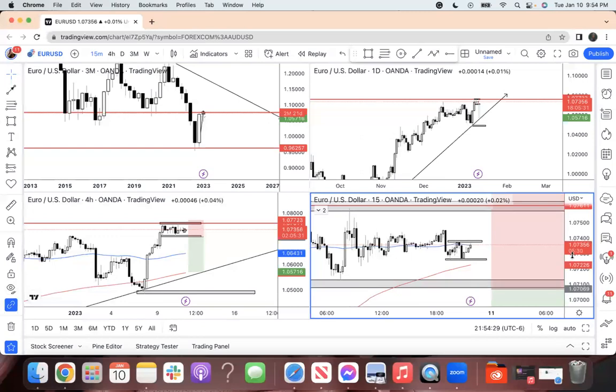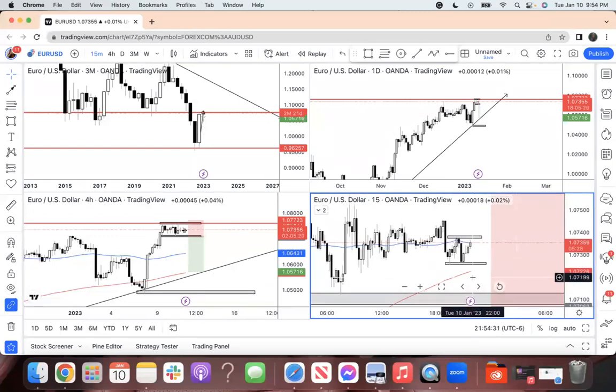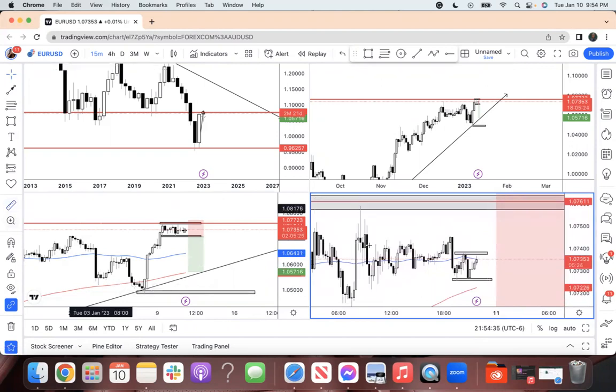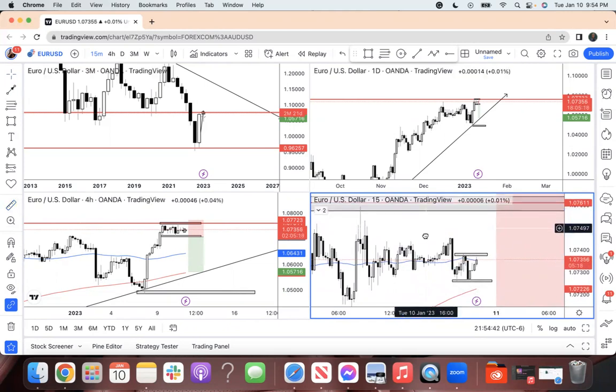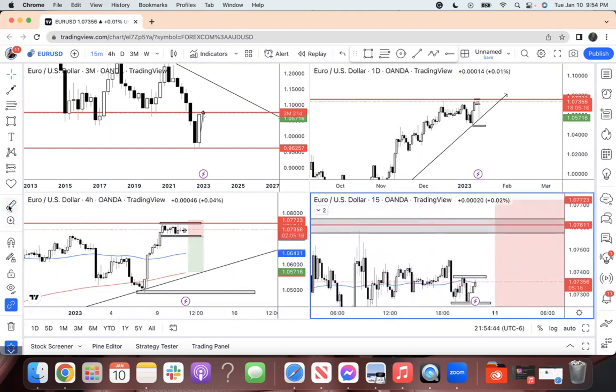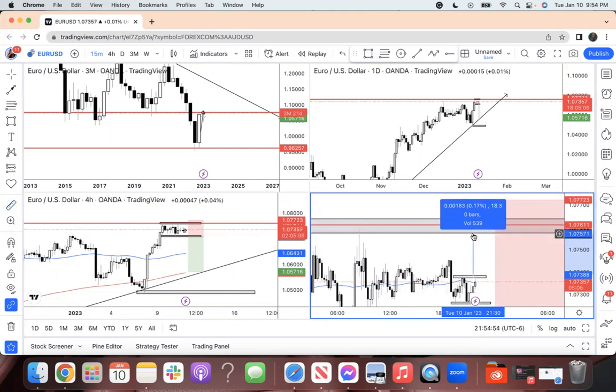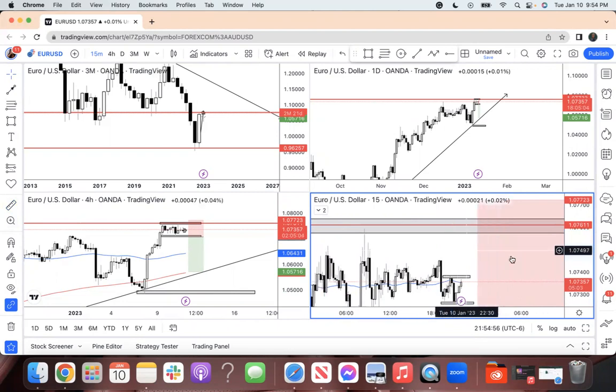And so when price breaks above or below this zone, then our target is either, let's see, our target is either we can get 17 pips or 18 pips up.